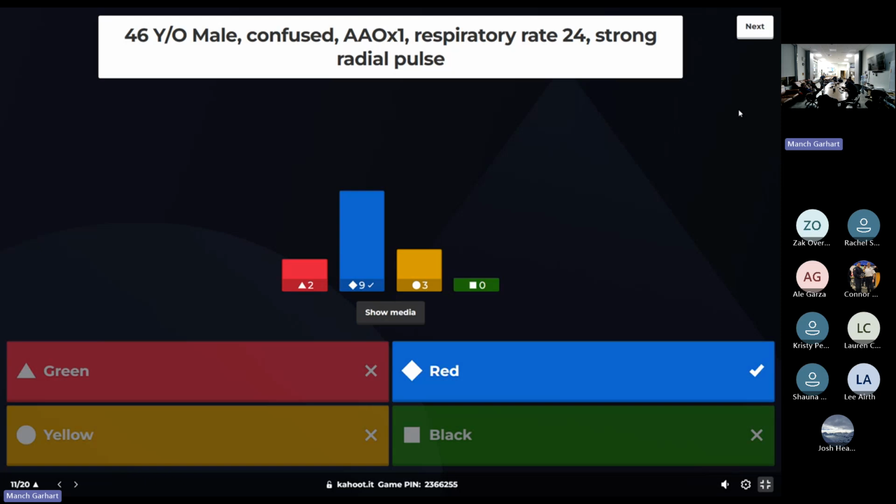Just like we're seeing here, what do we see? Are they A&O, or are they confused? Can they follow simple commands? No. So great job on catching the red. But they're A&O times 1. They know who they are. Okay, but they're still confused. Well, how confused are they? Doesn't matter. Keep it simple, make a determination, and move. That's the biggest thing: make that determination, continue, then repeat. Secondary, tertiary, until everybody's taken care of.